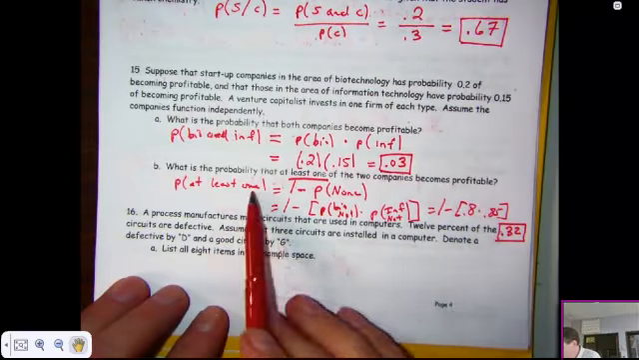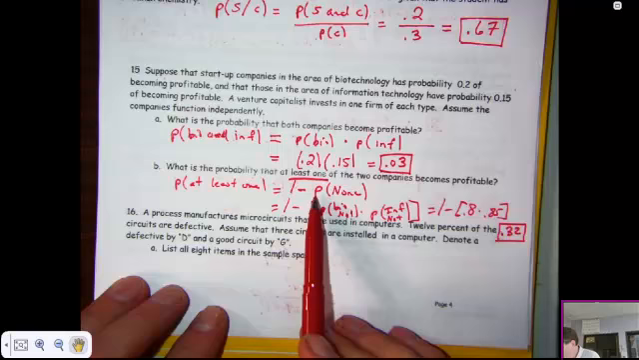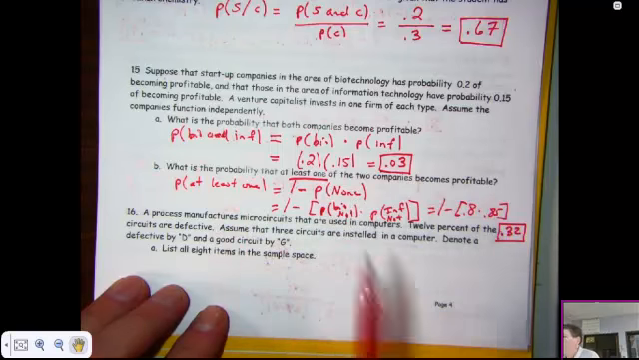So again, at least one is 1 minus the probability of the complement of at least one, which would be none of them are.